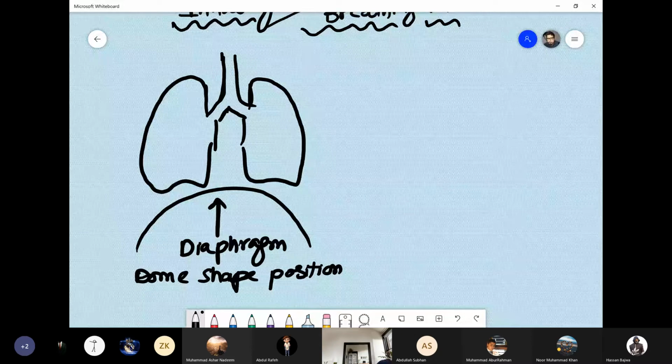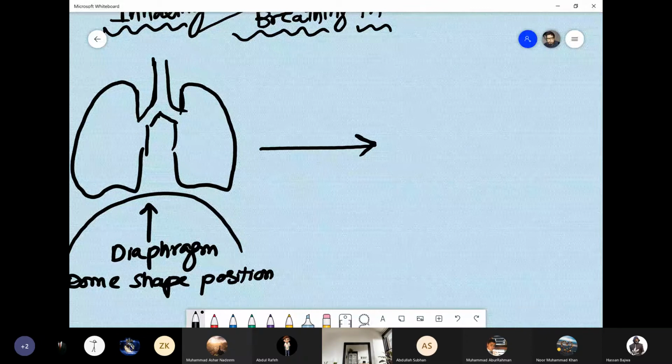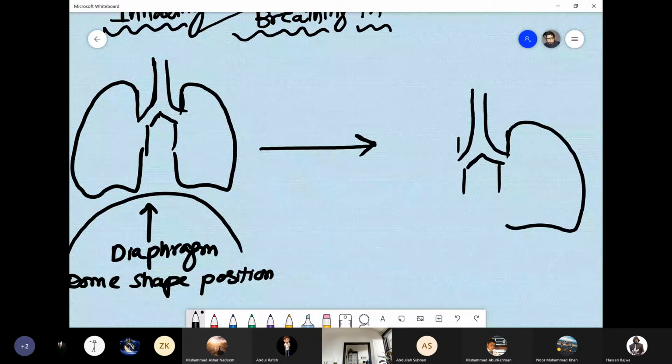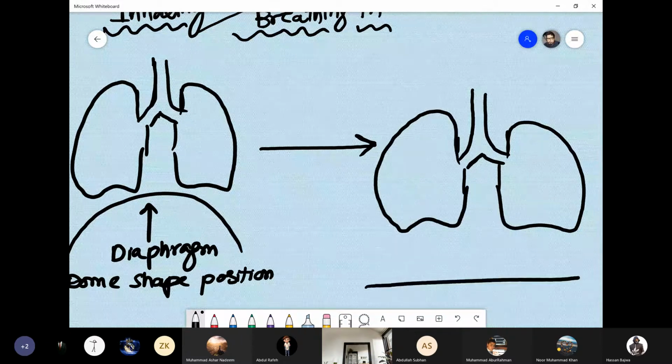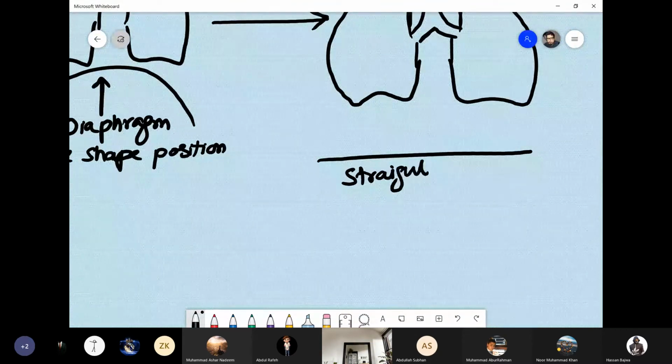Now, when we inhale, the first step is that the muscles of this diaphragm contract, and when the muscles of the diaphragm contract, at that time the diaphragm becomes straight. Right, boys? Now, what is this? This is a straight diaphragm.